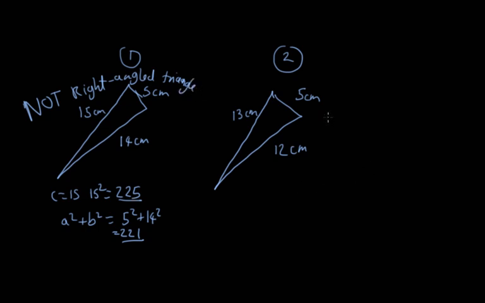So what about this one? 13 is our hypotenuse, and 13 squared is 169. A squared plus b squared equals 5 squared plus 12 squared, which equals 169. This is a right-angled triangle, very badly drawn. So that's how you would use Pythagoras' theorem to prove if a triangle is going to be right-angled or not.